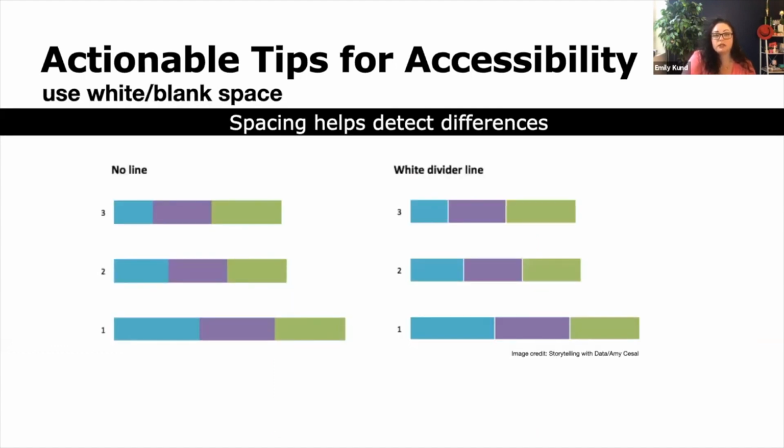Use white or blank space. So spacing is helping detect differences, and that's really the purpose of it. You can see this example, credit to Storytelling with Data and Amy Cecil, where there's no line, and then there's this white divider line that can help you see the differences.